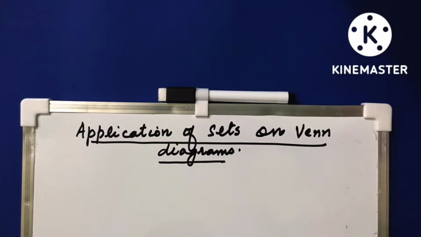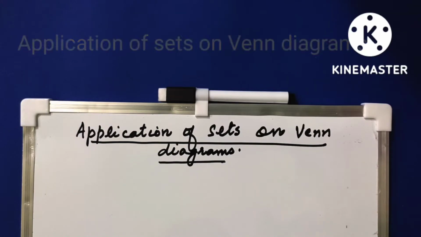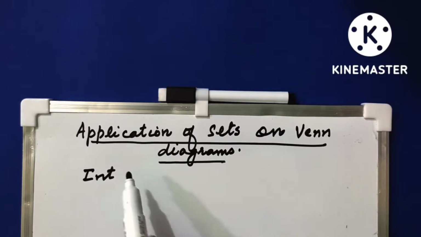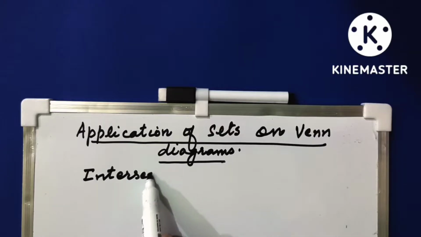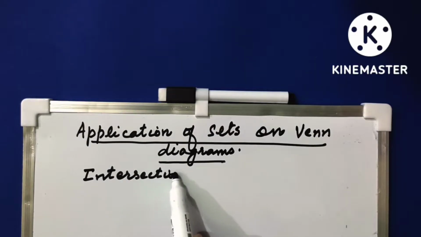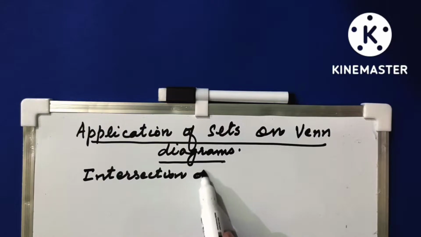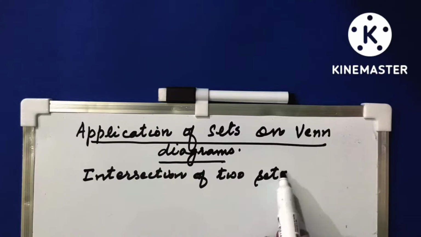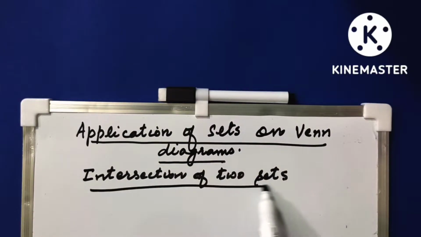Dear students, today our topic is application of sets on Venn diagram. First of all, we will discuss intersection of two sets. Let us take one example.